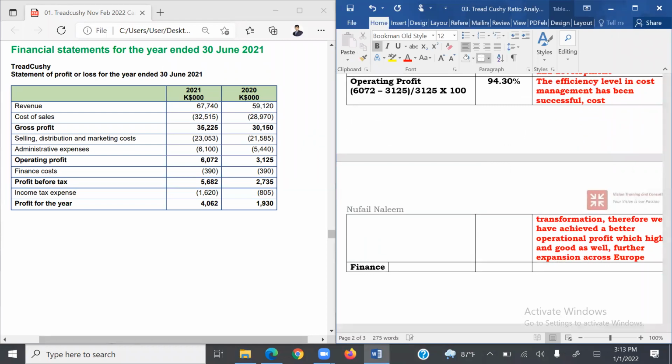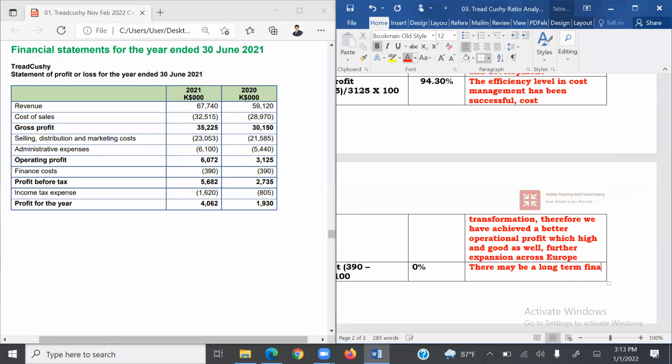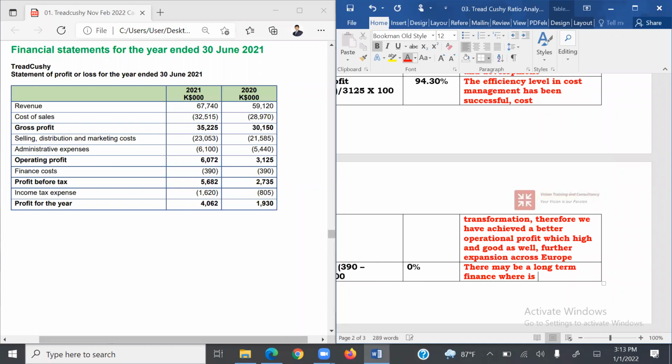Now, finance cost, students, if you see the finance cost, how much? 390 minus 390. So the change is 0. So if you effectively see, again, there is 0 change. So the percentage of change is 0%. So I can write down here, there may be a long-term finance where the interest is fixed at the moment.